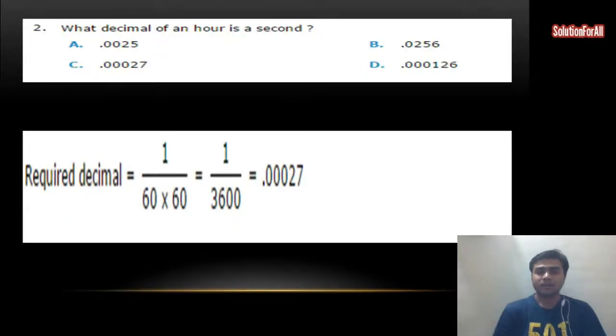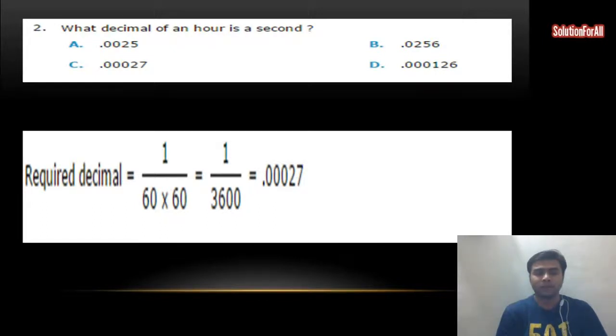What decimal of an hour is a second? So first of all, I had told you in the second video when I was teaching you number system that first you should read the question very carefully. The question is what decimal of an hour is a second. That means you have to find the number of hours we have in a second. Of course it will be in the decimal form because hour is the larger quantity. We just say like 60 seconds is equal to 1 minute and 60 minutes is equal to 1 hour. So I have to find how many hours are there in a second.